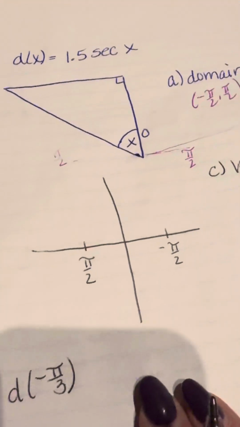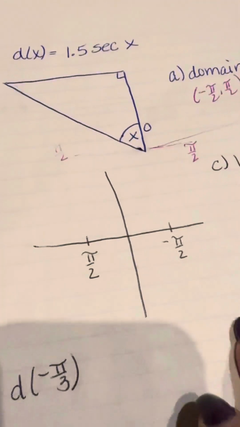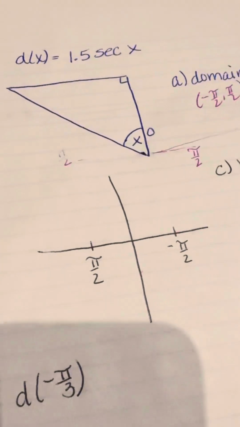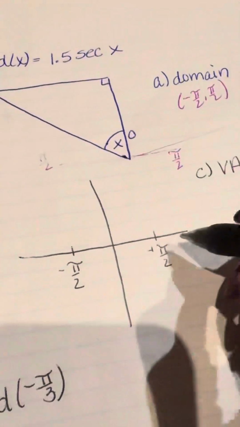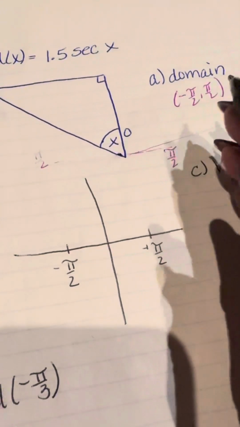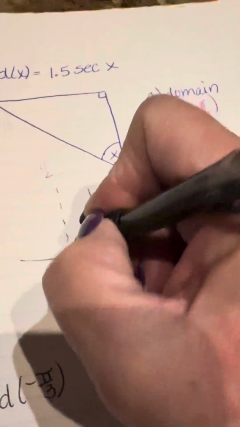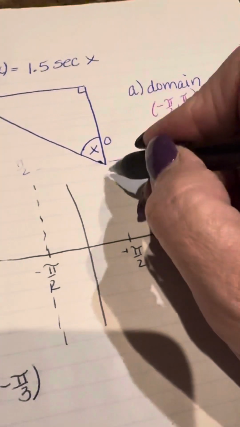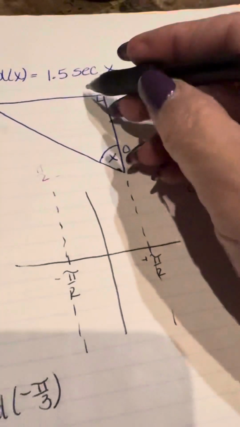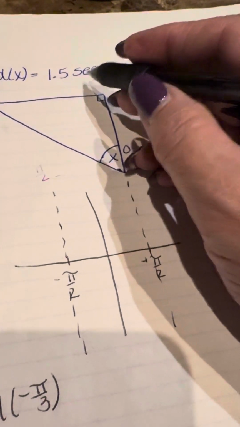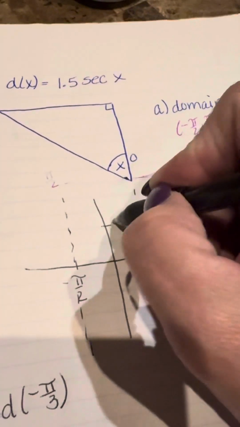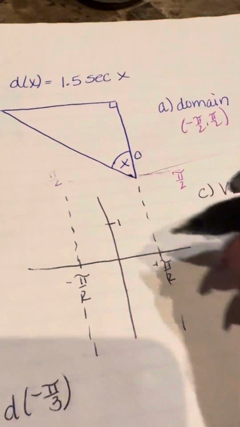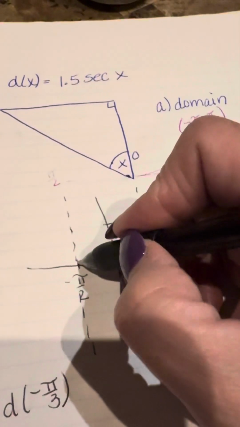Then they wanted us to graph this function. So from negative pi over 2 to pi over 2. First of all, at negative pi over 2 and pi over 2, that's never going to happen. So those are going to be vertical asymptotes. Also, since we're graphing the secant graph, behind the scenes we would be graphing the cosine graph. Behind the scenes, from negative pi over 2 to pi over 2, the cosine graph would look like this.